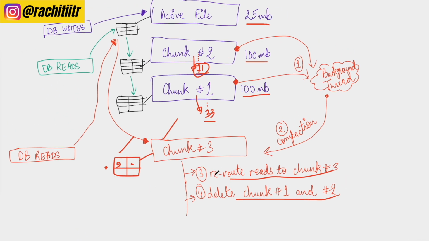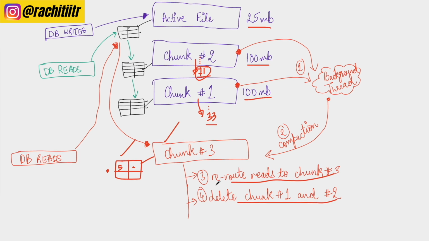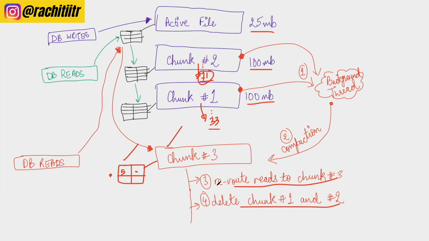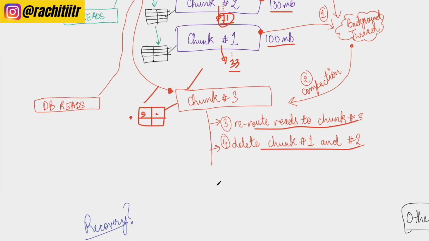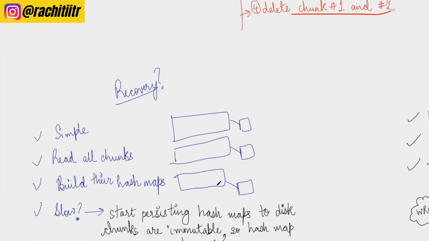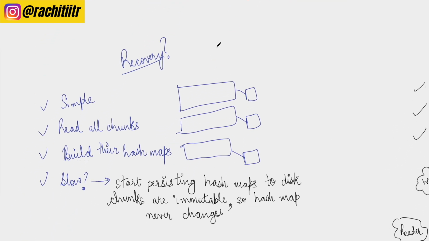What else? I think we have not yet covered the recovery. Now let's say everything is working fine, but there is a power failure. Now what? This is still simple because everything is being persisted to disk. We can go through all the chunks and the active file, build their hash maps, and we are back. We can again do writes, we can again do reads, right?